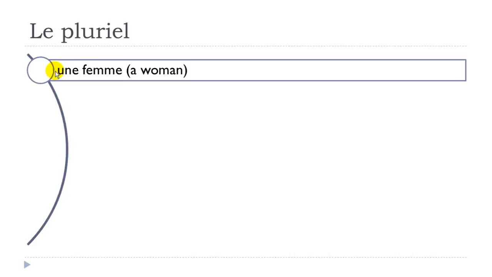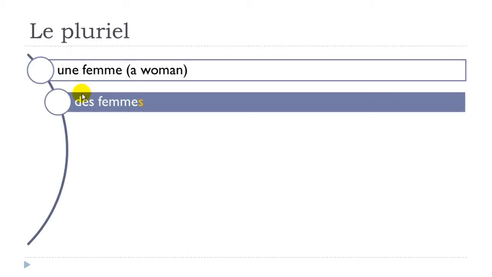So this one, une femme. If we think about the rule that we saw previously, une is changing and the article becomes des. Femme, you write it like in the singular form, and then you just add this s at the end, and as we said, you don't pronounce it, so you get des femmes. So, une femme, singular, and then des femmes.